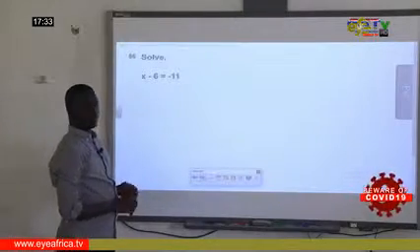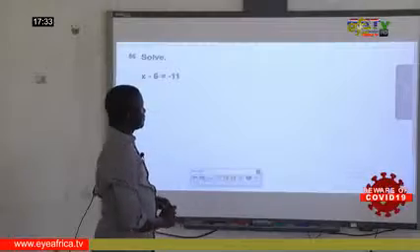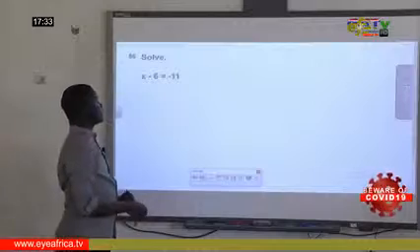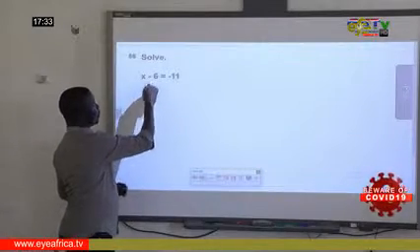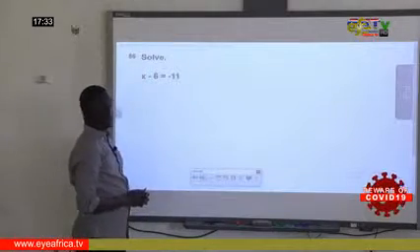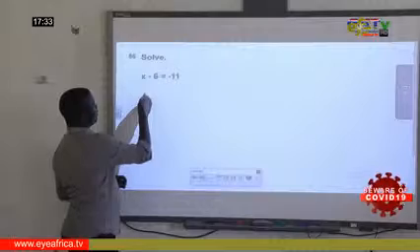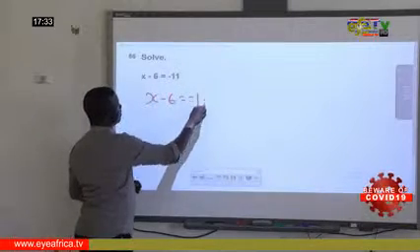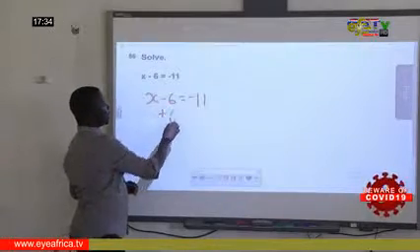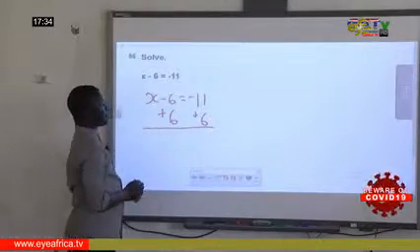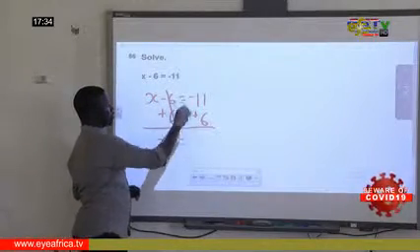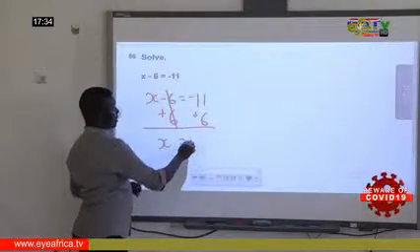Solve x minus 6 equals negative 11. We are asked to solve this. Let's solve this together. We know the operation given here is a subtraction, and the inverse of subtraction is addition. In order to isolate our variable x here, we have to add 6 onto both sides. This should undo this, and then we have x equals negative 11 plus 6, which is negative 5.